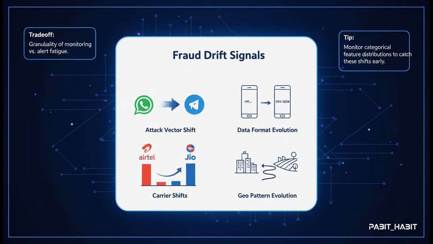Imagine you're running a fraud detection system for a big telecom company. Fraudsters are smart, they're always one step ahead. They might switch from using WhatsApp to Telegram for their scams. Or maybe Jio launches a massive marketing campaign and suddenly what normal user behavior looks like completely changes. These are perfect examples of data drift, and yeah, they can literally make your model useless overnight.